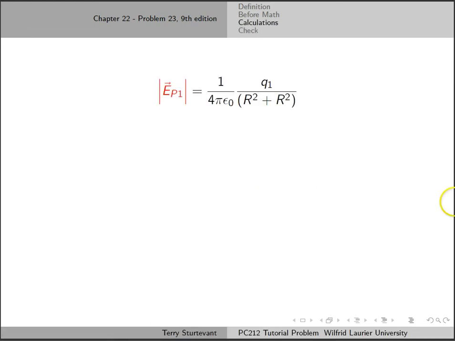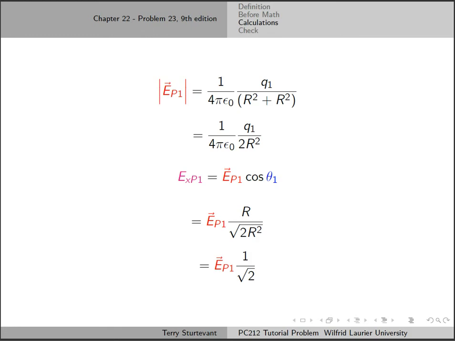So, the magnitude of the net field at P due to charge 1 is 1 over 4 pi epsilon naught times Q1 over r squared plus r squared. And the x component of the field at P due to charge 1 is just the magnitude times the cos of theta 1. The cos of theta 1 is r over the square root of 2r squared, which is just 1 over the root of 2 because it's obviously an angle of 45 degrees.